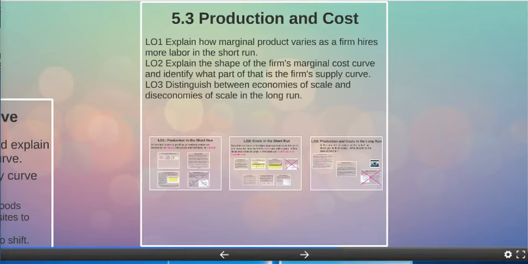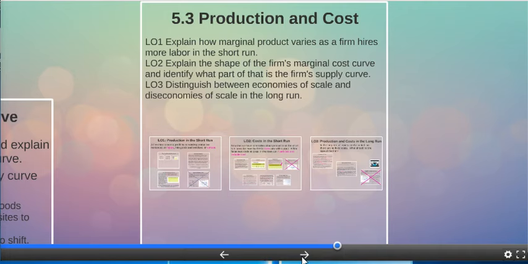5.3, production and cost. We are still in the supply chapter. 5.3 is the more difficult of the three sections, so I've tried to take some of the more difficult things out and focus on the items that will enhance your learning, that'll help you function in the world a little bit better. And then I've double-checked the tests to make sure that what I've taken out of the lesson has been removed from your test.